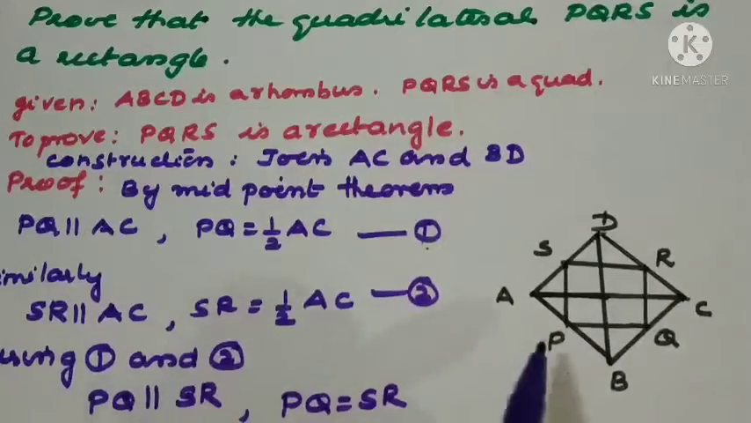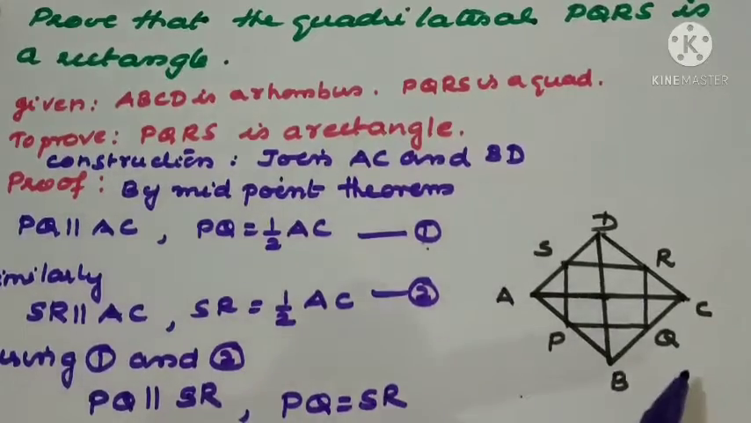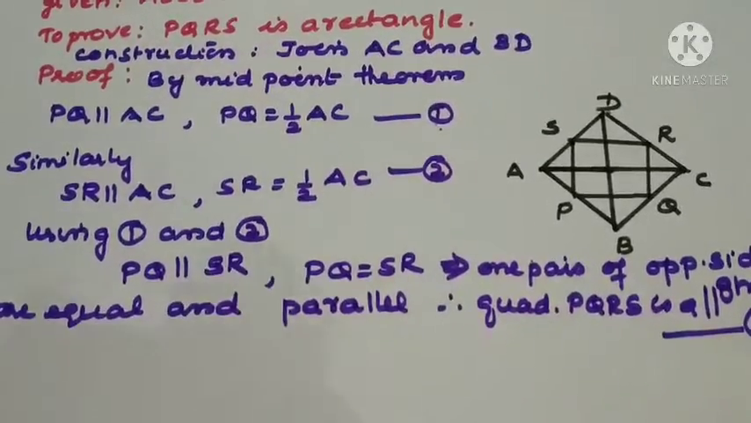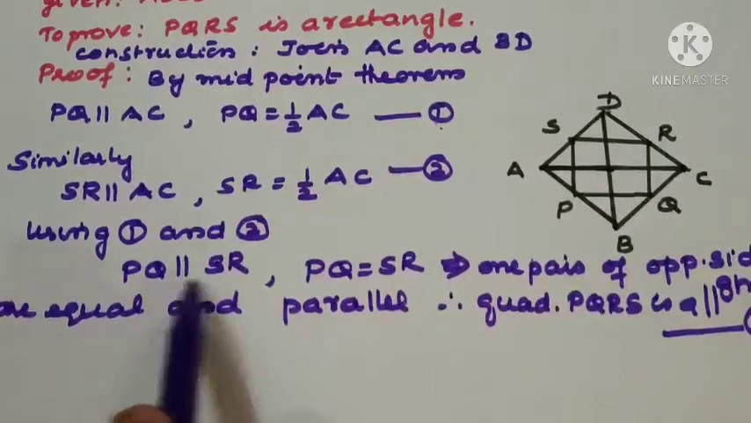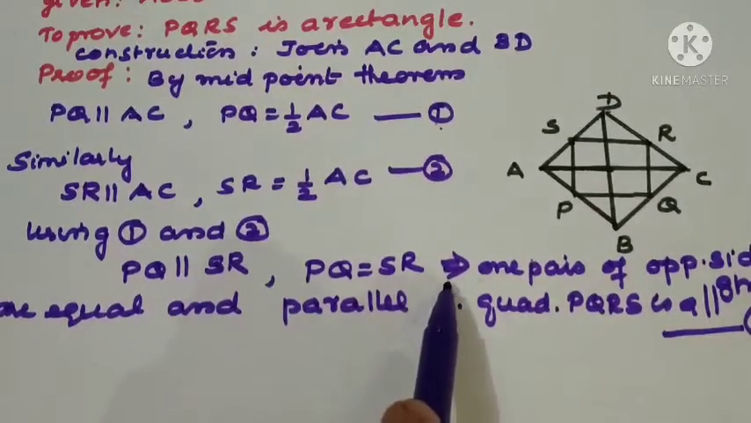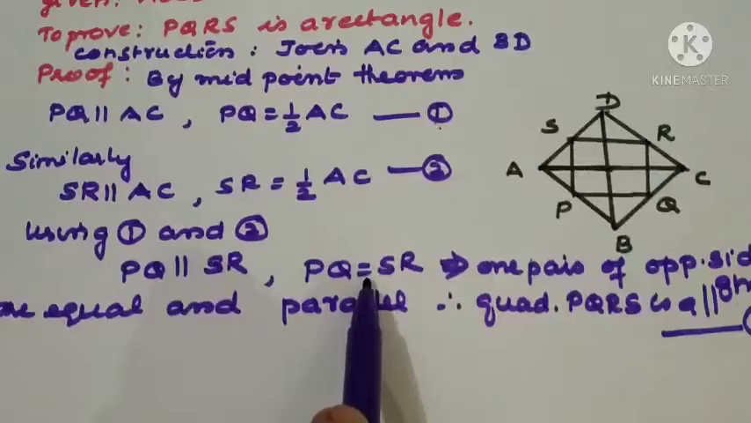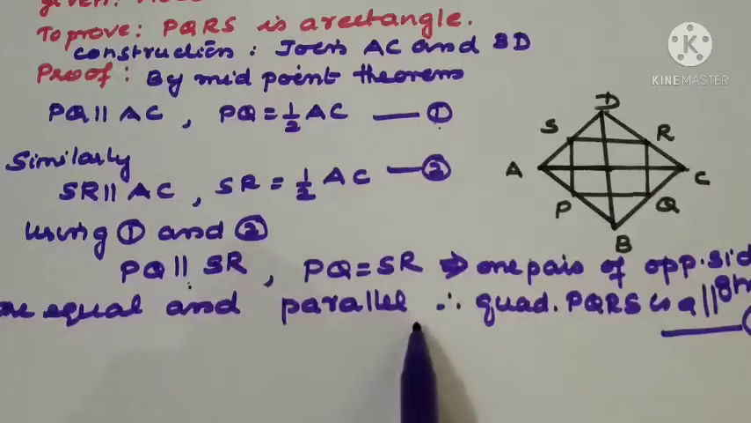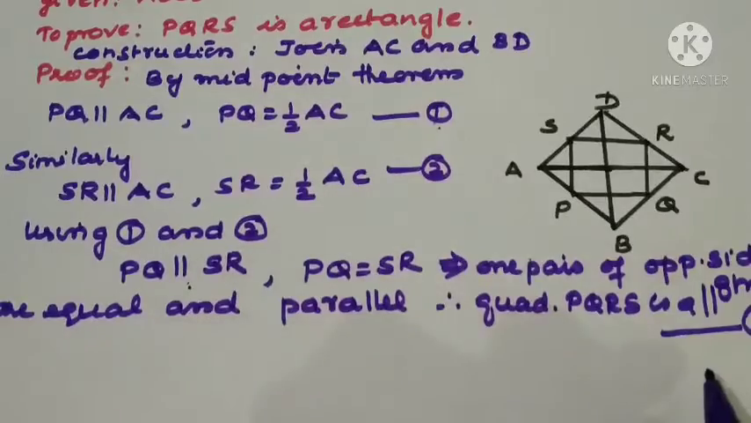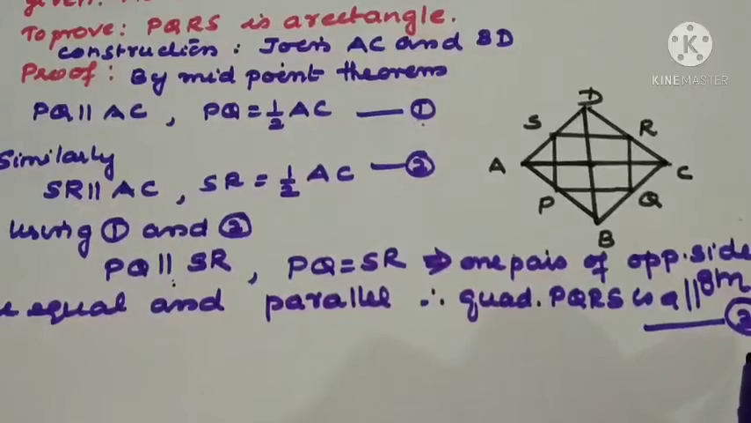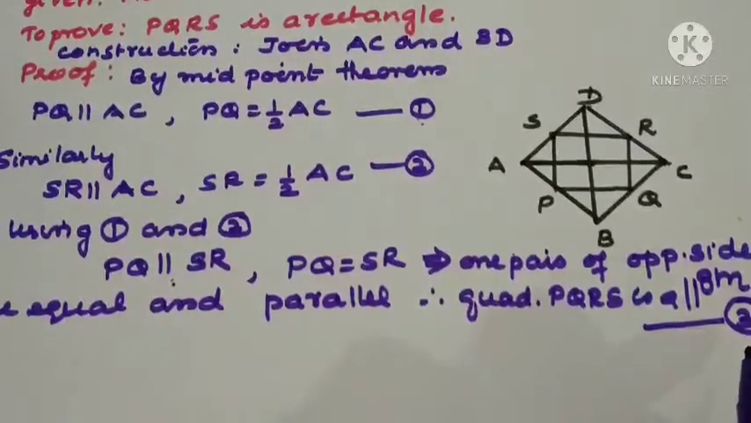Now in a quadrilateral, if one pair of opposite sides is equal and parallel, then we can say that the quadrilateral is a parallelogram. By this, PQ parallel to SR, PQ equal to SR, one pair of opposite sides are equal and parallel. So here it is equal and here it is parallel. Now one pair we got is satisfying two properties. So what we can say? Quadrilateral PQRS is a parallelogram. Now what is the next step?